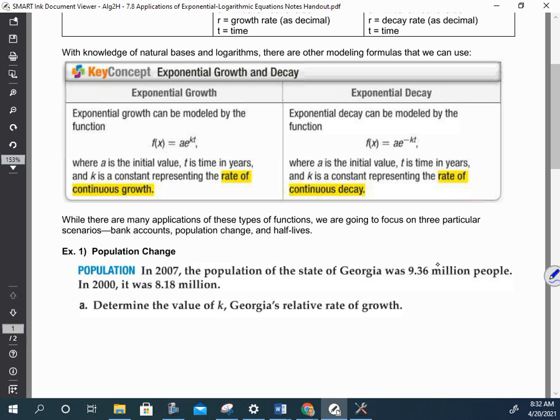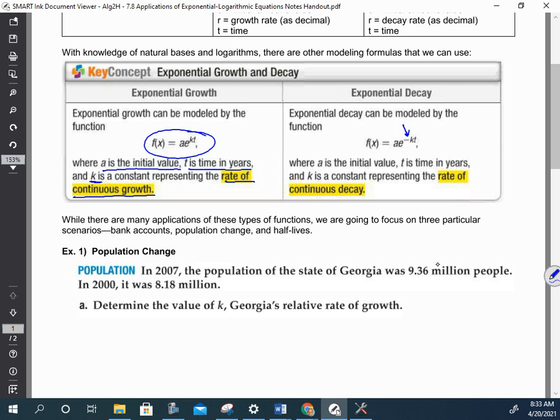So exponential growth with a natural base uses that particular formula. A times e to the kt power. So a is the initial value, whatever you're starting with. T is the time in years. And k is your rate of continuous growth. So it's your growth rate. So if it's exponential decay, the only difference is that the k value is negative. Same formula, just a negative k value.